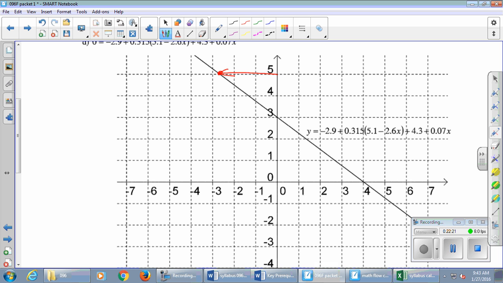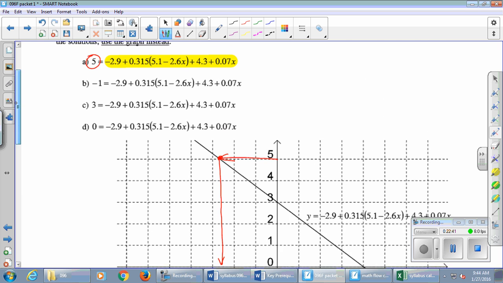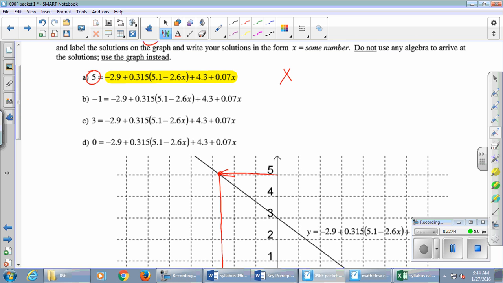The equation in part A has only what letter in it? X. The equation ultimately is asking for an X. Well, I've got a point, and I'm asking for an X. So where do I look to estimate the X? Straight down. And so you come down here and you ballpark your number. We'll say about negative 2.8 or negative 2.7. Make sure you follow the directions here for this question. It says make sure your answer is of the form x equals some number. Okay?